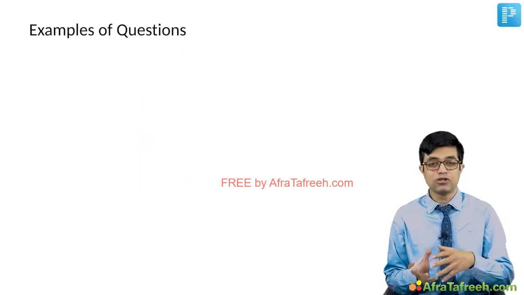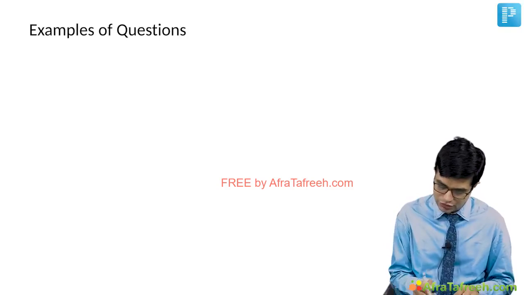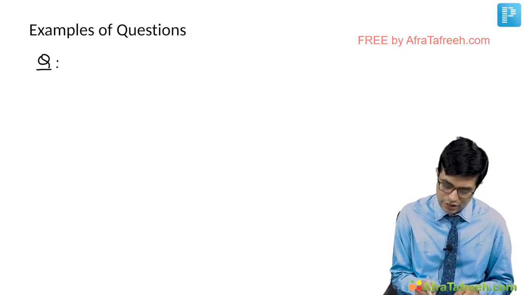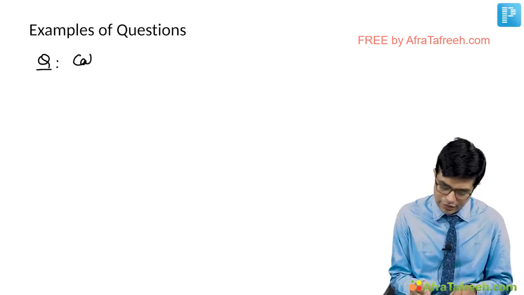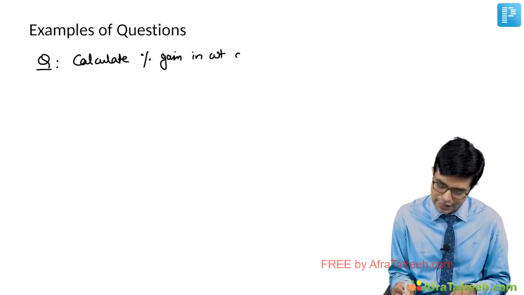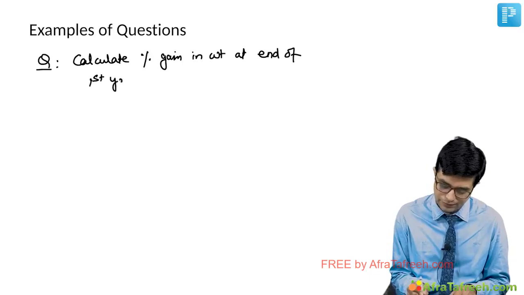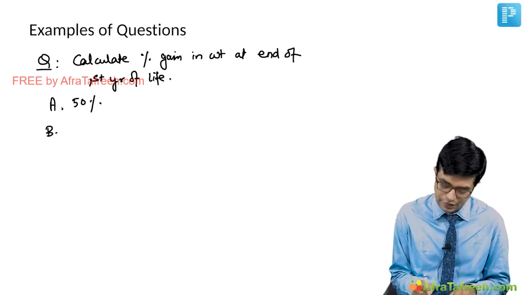Now what are the examples of complicated questions which can be asked to you? There was a question asked in one of the entrance exams. Calculate the percentage gain in weight at the end of first year of life. And the options given were 50%, 100%, 200%, and 300%.